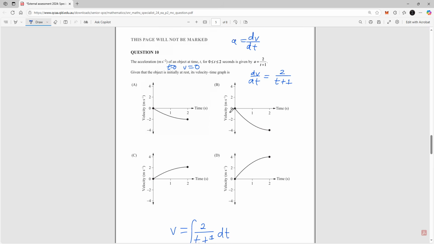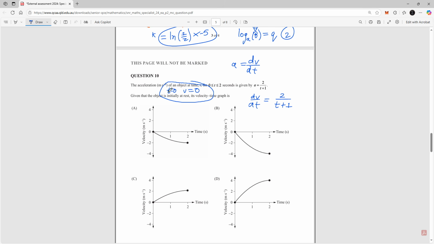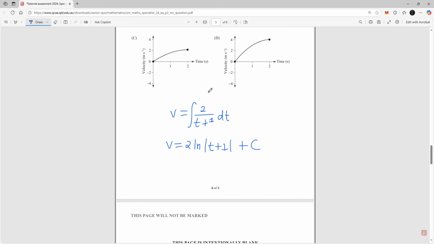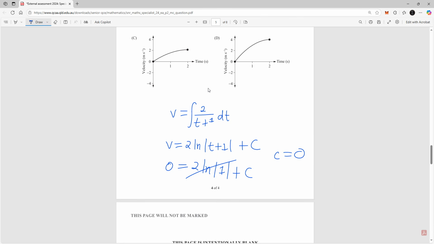Okay? Now here we can chuck in the initial condition. When t equals 0, v equals 0. So if I chuck in t equals 0 and v equals 0, I get 0 equals 2 natural log of 1 plus c. Natural log of 1 is 0, so c is also going to be 0. So your graph, or your function, is just this guy here. And since it's a calculator exam, you can actually physically graph that.